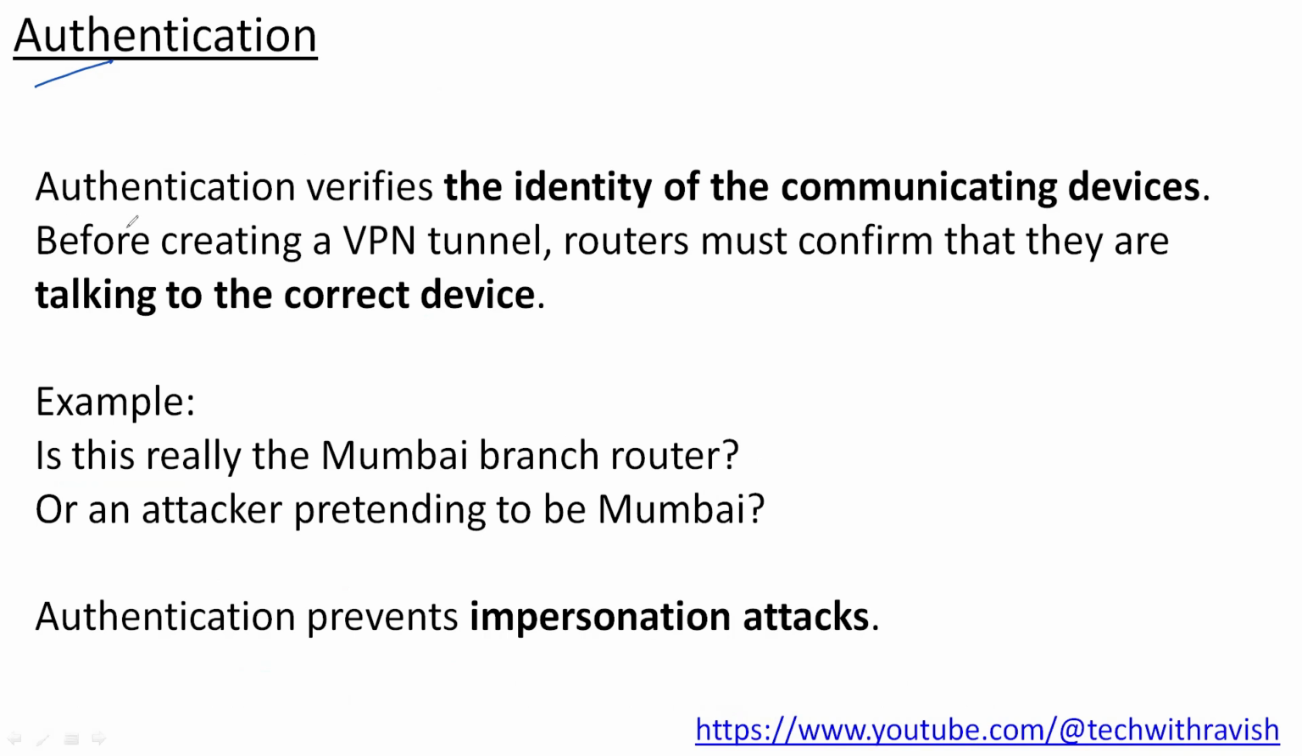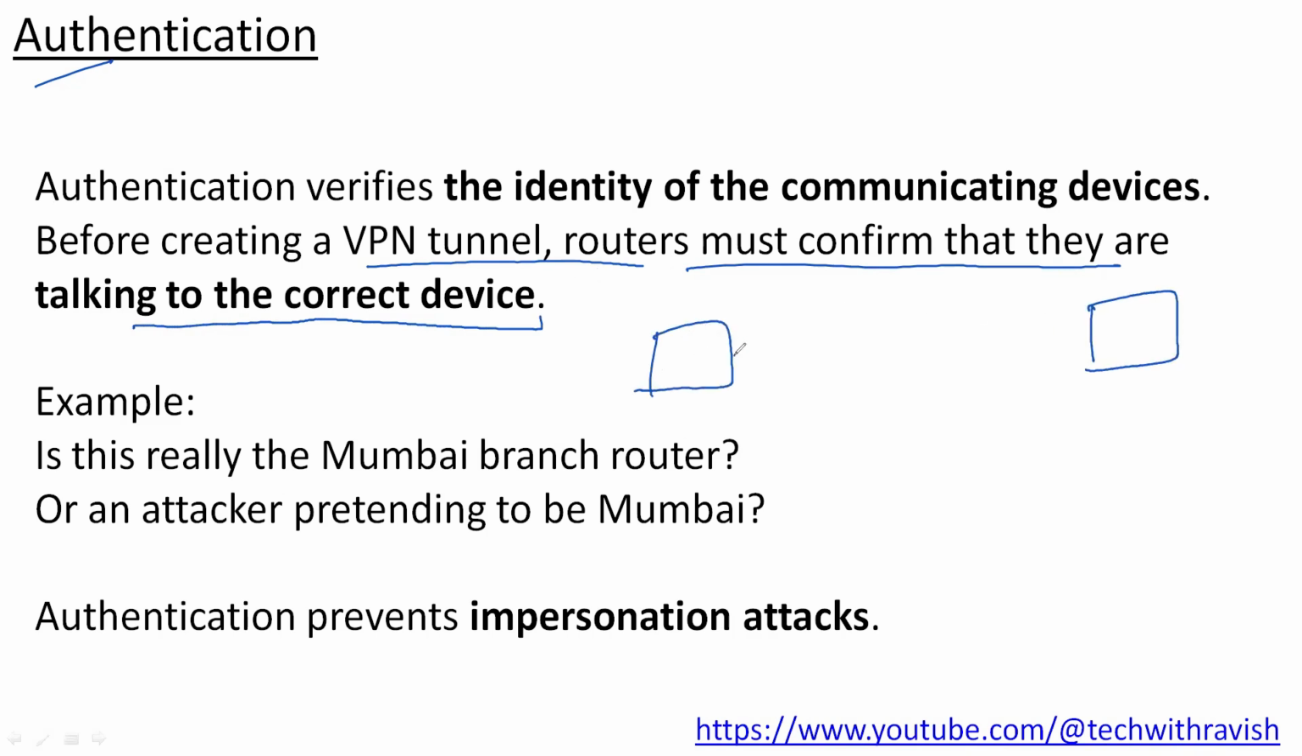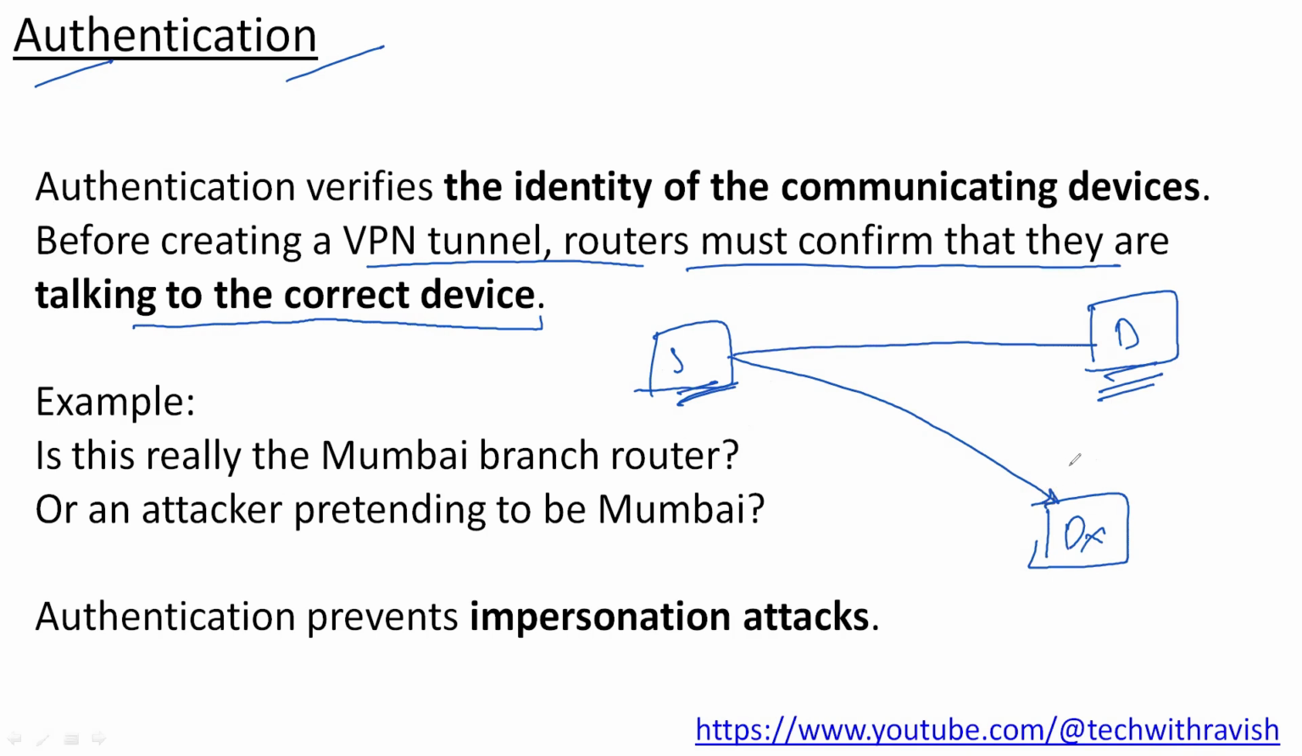Now, there is something called authentication. What is the meaning of authentication? Authentication means verifying the identity of communicating devices before creating the VPN tunnel. A router must confirm that they are talking to the correct devices. The VPN or security in authentication verifies the source and destination. Are the source and destination the original ones or not? It may be possible that your destination is compromised, a new destination has been changed, and all the data is forwarded to the new destination.